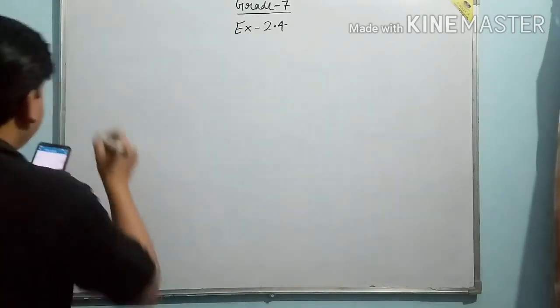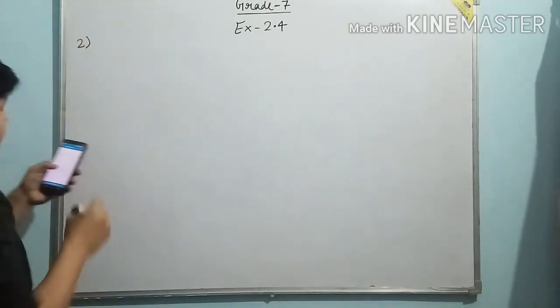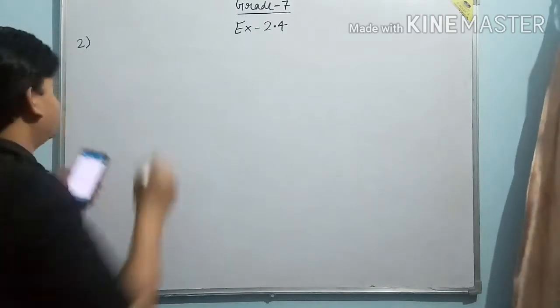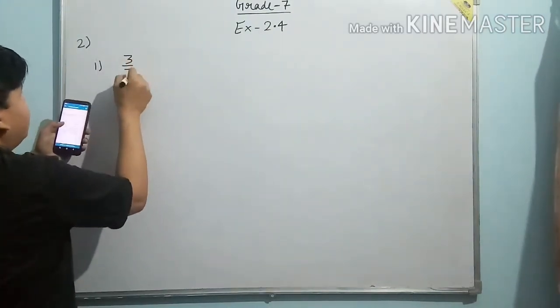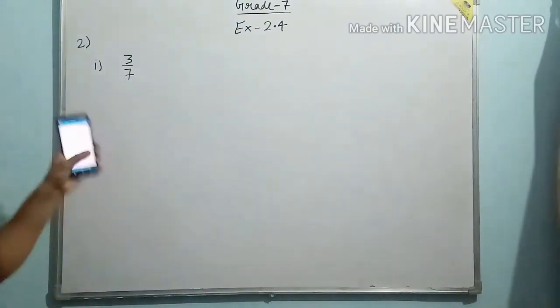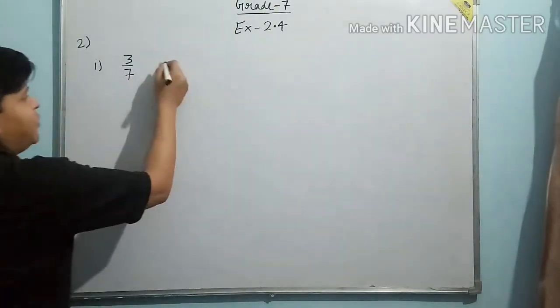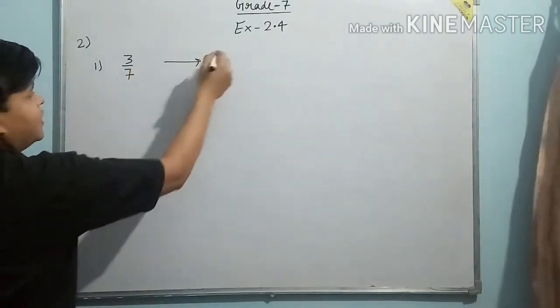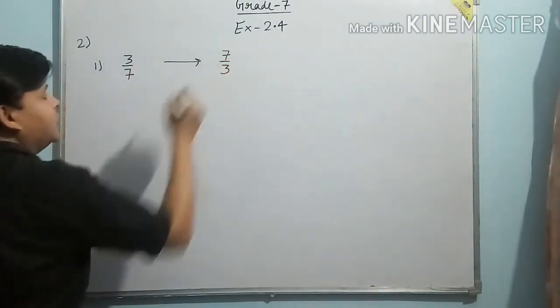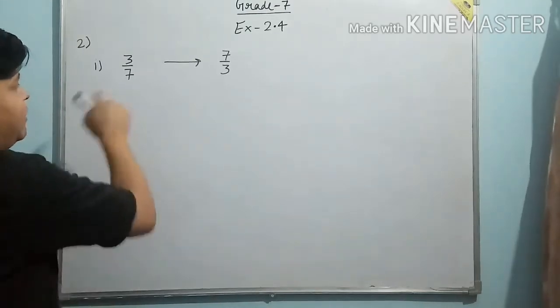Next is question number 2. In question number 2, we have to just write the reciprocal of the given numbers. I'm just telling it's one part only. Suppose 3 upon 7 is given to us, and here we have to write down the reciprocal of this number, so that we all know. Just now I told you how to write down the reciprocal. So 3 upon 7 will become 7 upon 3. So this is the reciprocal of the given number.